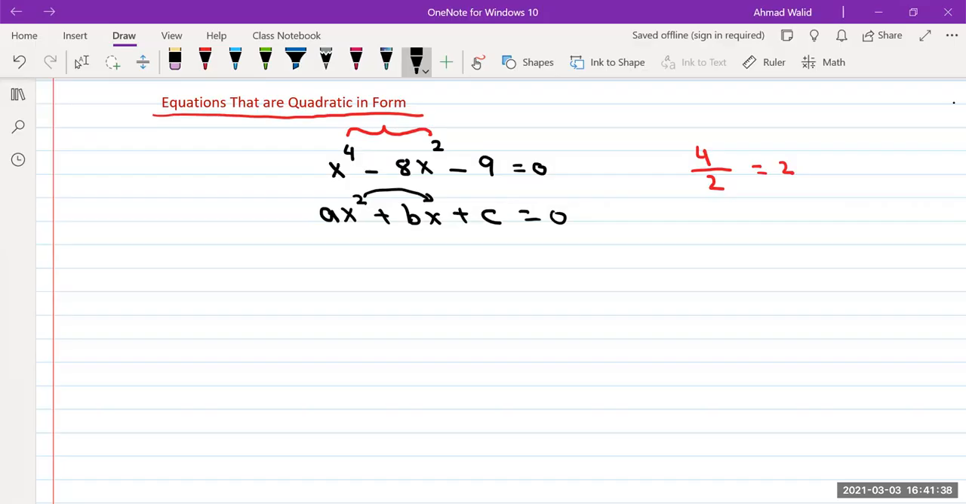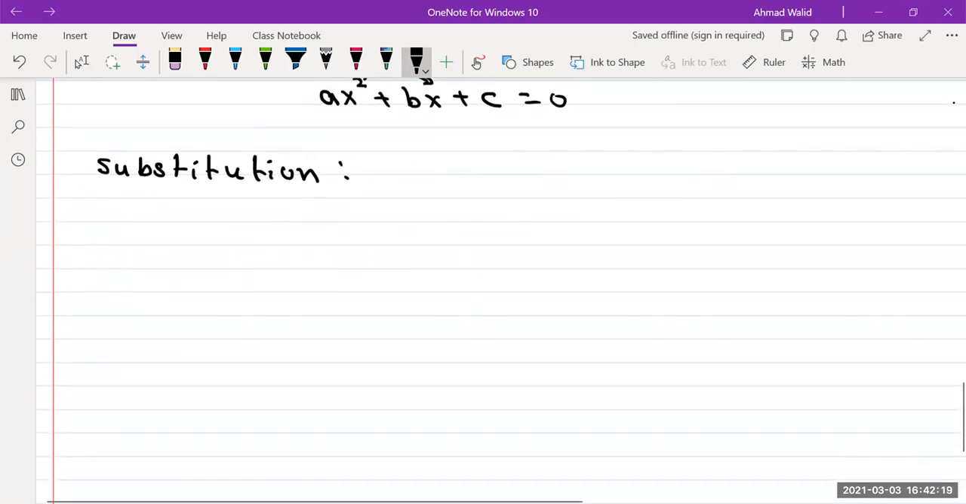Calling these equations quadratic in form makes them easy to solve. How? One of the easiest methods that I want to discuss here with you, and it's also in your book, is the substitution method. If you use the substitution method, it means you're dealing with a quadratic equation. It's really, really easy to solve them.